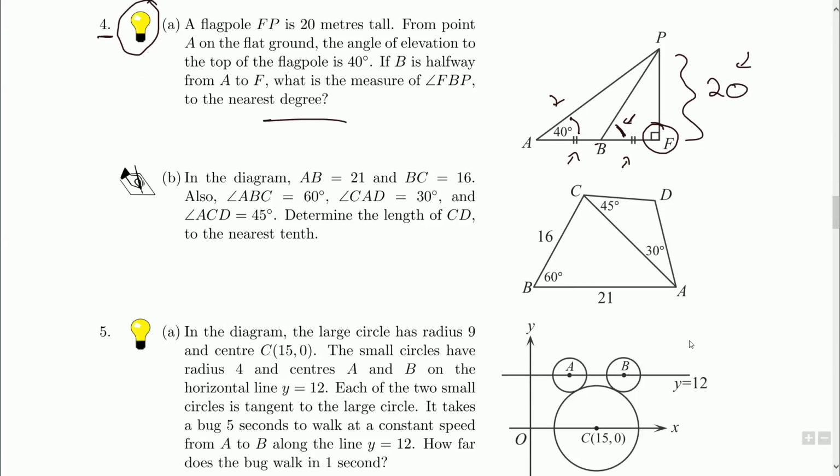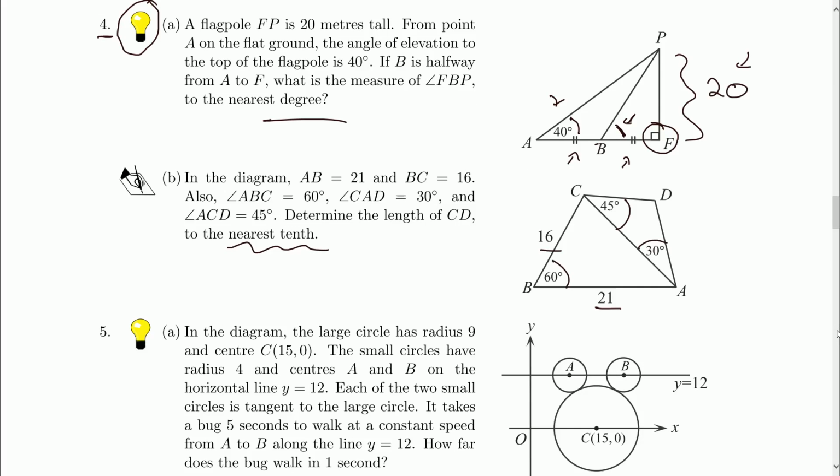Okay, 4B. In the diagram, AB is 21, BC is 16. We know ABC is 60 degrees. We've got 30 degrees over here and a 45 degrees. Determine the length of CD to the nearest tenth. So again, getting out my calculator, I already have it, but I've got it nearby because I suspect I'll need to use it.